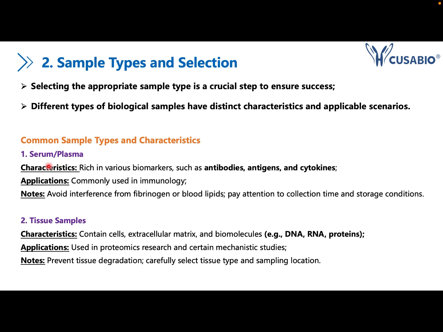So the first is the serum and plasma sample. This type of sample is rich in various biomarkers, such as antibodies, antigens, and cytokines.